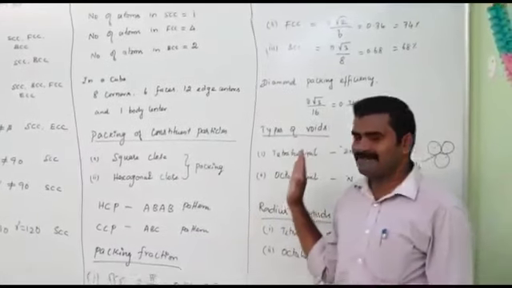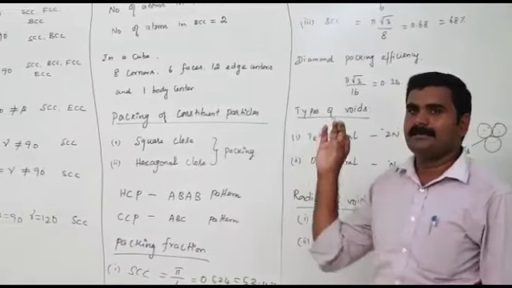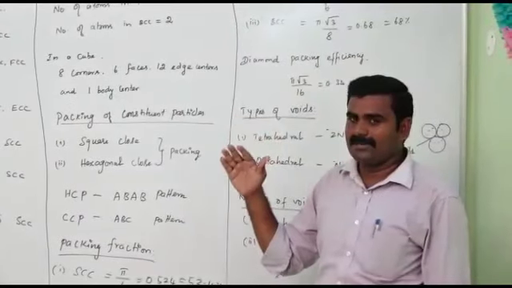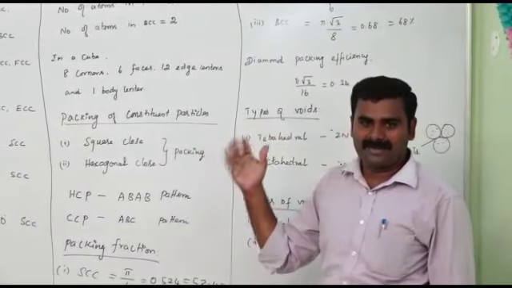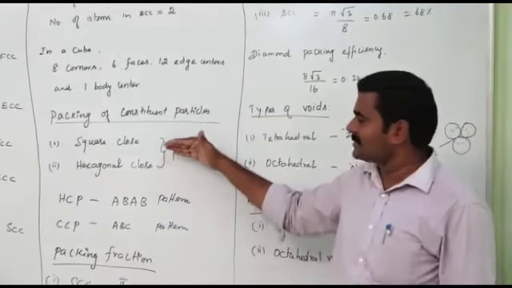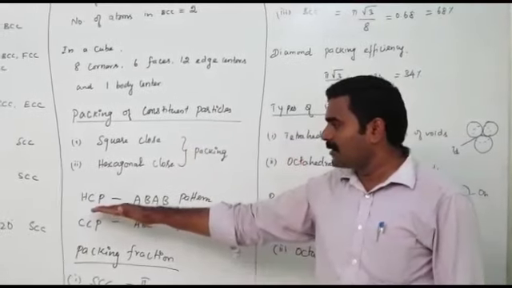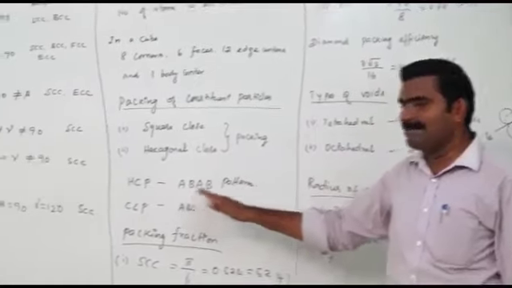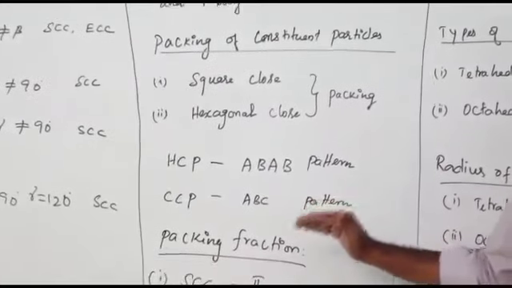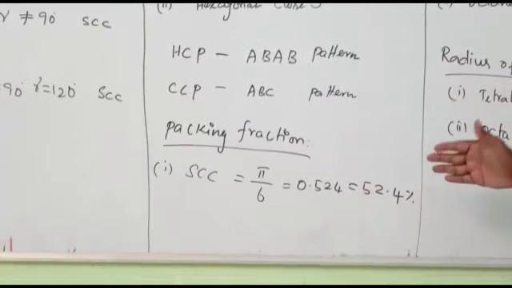Next one is packing efficiency. Packing of constituent particles. When we take lattice points in dotted form, there are so many points. By avoiding the voids, we go for the close packing arrangement. We get 2 types: cubic close packing and hexagonal close packing. For hexagonal close packing, we have an AB pattern arrangement. For cubic close packing, you have an ABC pattern arrangement. Packing fraction is the packing efficiency.